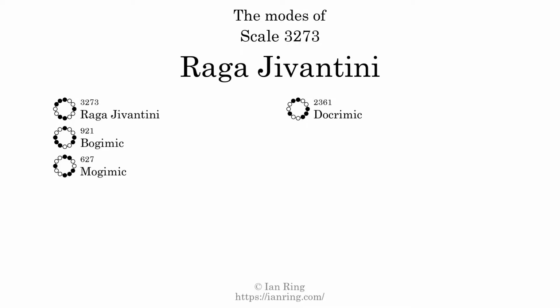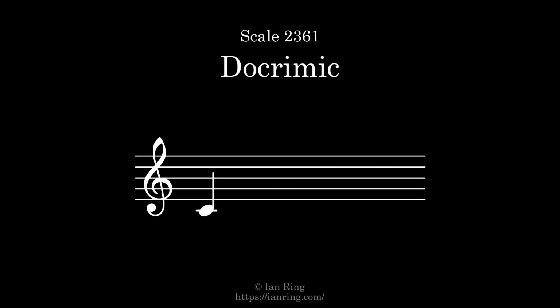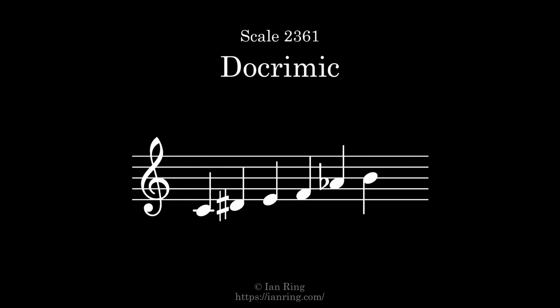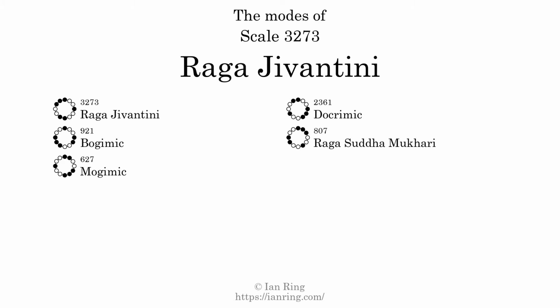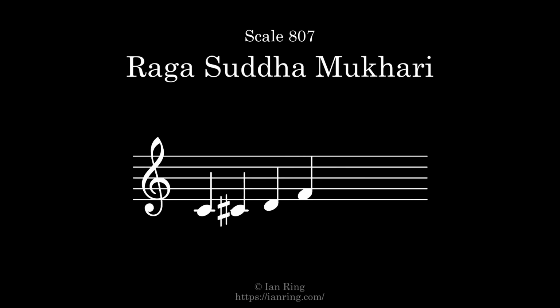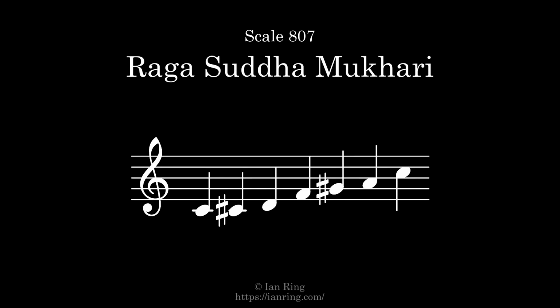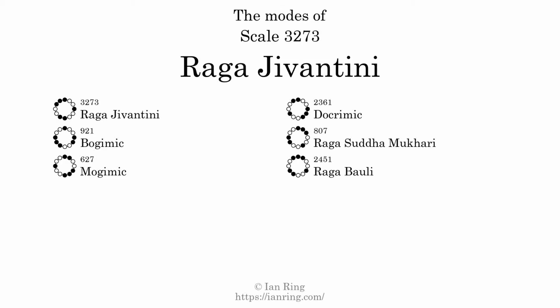The fourth mode is scale 2361, also known as dicrimic. It sounds like this. The fifth mode is scale 807, also known as Raga Jivantini. It sounds like this. The sixth and last mode is scale 2451. Also known as Raga Jivantini. It sounds like this.